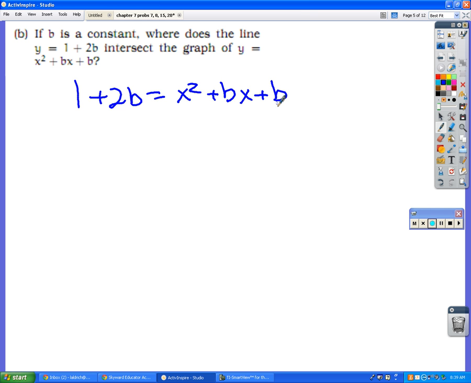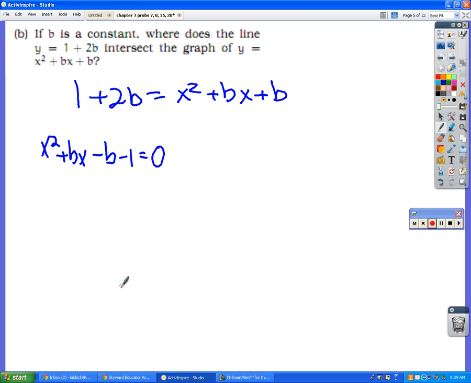We'll subtract b. You want to get it all over on the left? I mean, we can just subtract b from the right. Can we get it all over here on the right, since that's where my quadratic is? So it's going to be x squared plus bx, b minus 2b is -b, and then -1 is -1. So now I need to solve that. How do I do that?